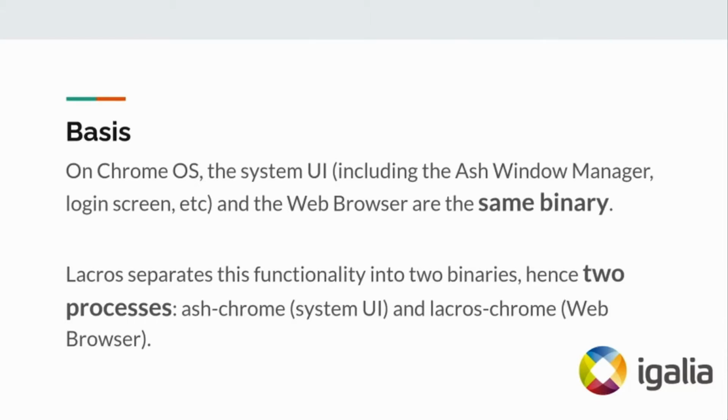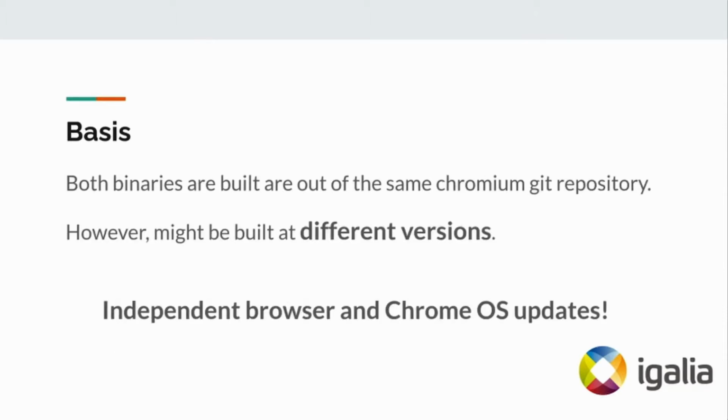On Chrome OS, the system UI, including the Ash window manager, login screen, among others, and the web browser are the same binary. LaCros separates this functionality into two binaries, hence two processes: Ash Chrome, System UI, and LaCros Chrome, web browser. Both binaries are built out of the same Chromium Git repository, however, might be built at different versions. That allows browser and Chrome OS to update independently.